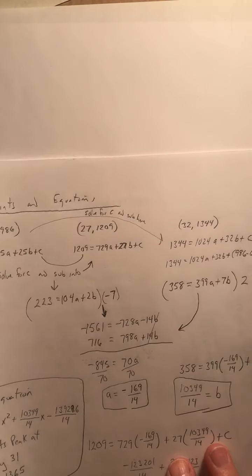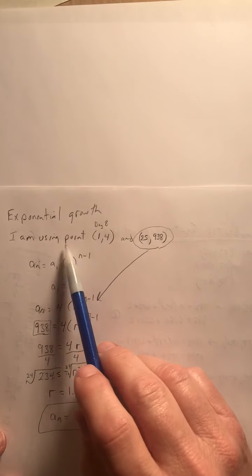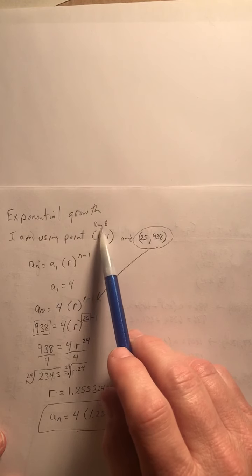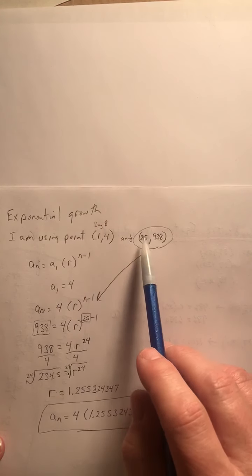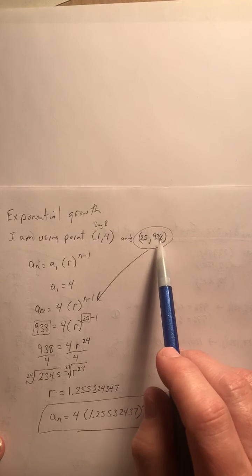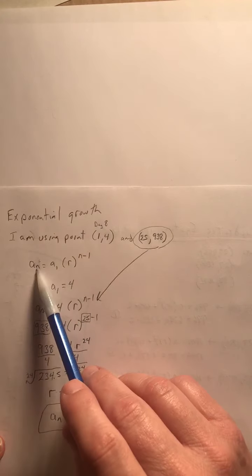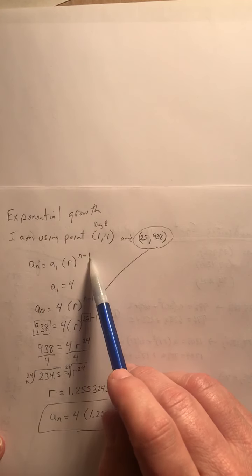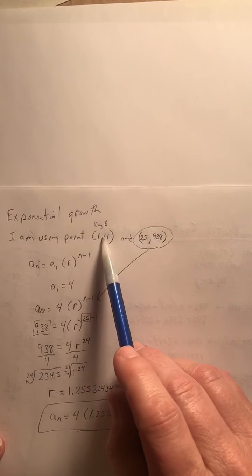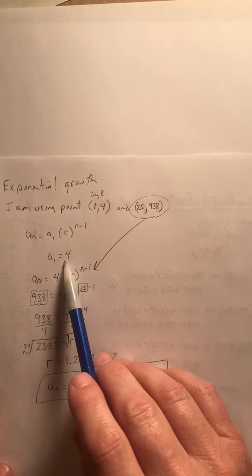So here we go. Here it is, my exponential growth one. I used day 8, which was actually day 1 for me, which was 1, 4. And then I used day 25, which was 25, 938. I used this formula, a sub n equals a sub 1 times r to the n minus 1 power. A sub 1 is the number for day 1, which is 4, so I put in 4 for a sub 1.